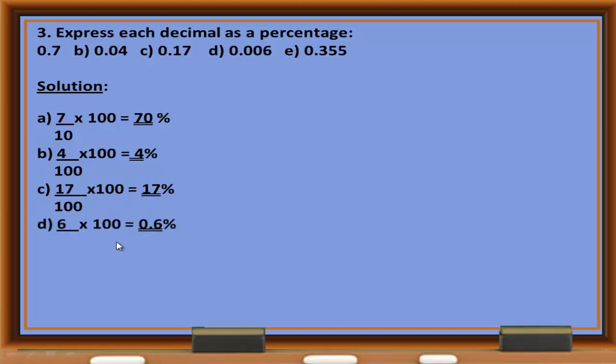D. 6 over 1000. We have 3 digits after the decimal in D. 1, 2, 3. That is 6 over 1000 times 100 is 0.6%. E. 355. That is 355 over 1000 times 100 is 35.5%.